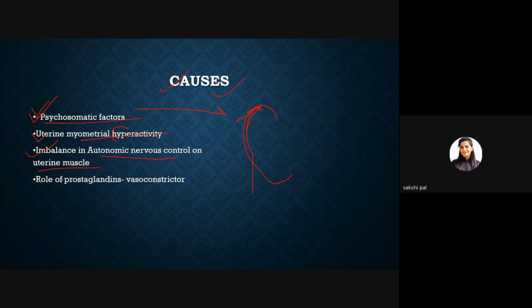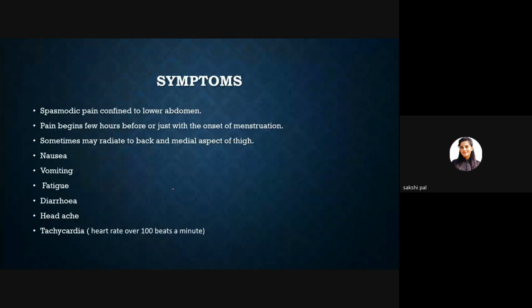Role of prostaglandins. Though prostaglandins have all the roles, vasodilation and vasoconstriction, the part leading to vasoconstriction, that means contraction in your muscles, will lead to this dysmenorrhea. Okay, big causes of this.